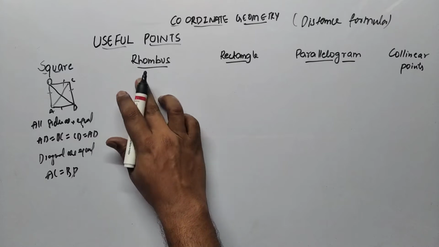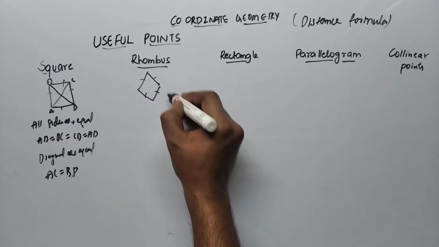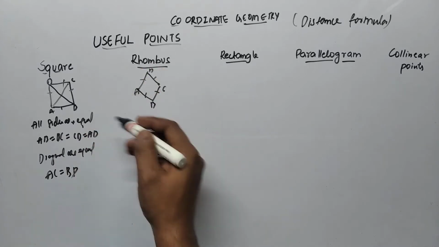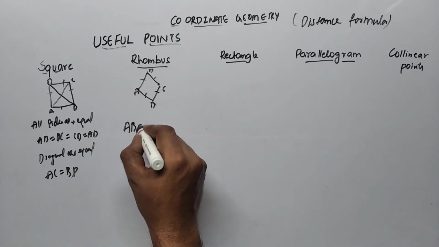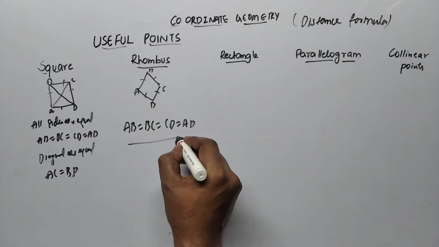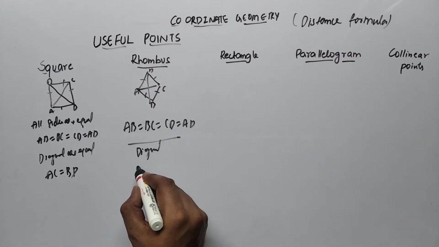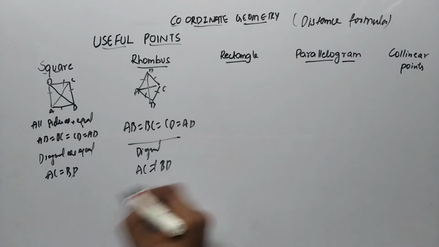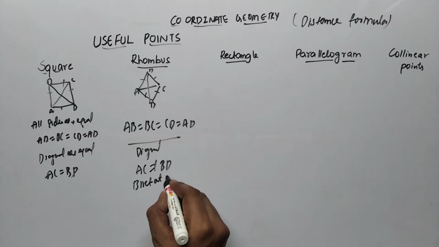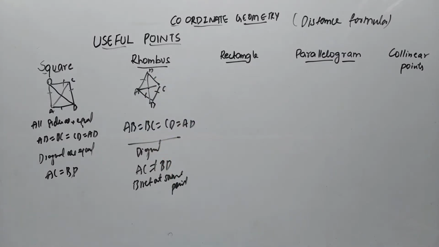What about the rhombus? A rhombus is also a figure which has four equal sides. I'm naming it A, B, C, D. In the rhombus also all the sides are equal, so AB is equal to BC is equal to CD is equal to AD. But the diagonals are not equal in length. They bisect each other at the same point.